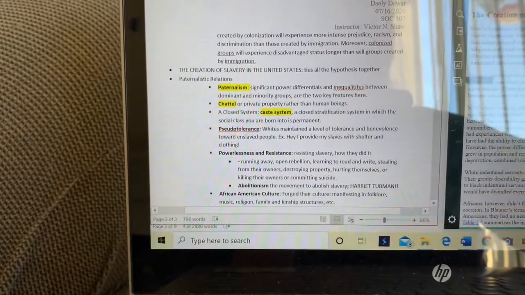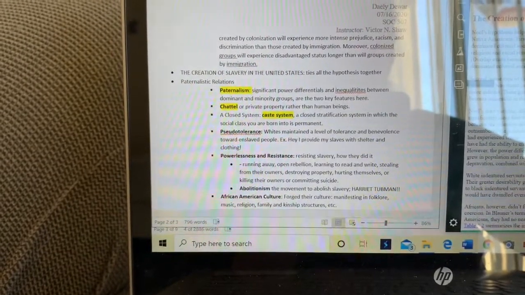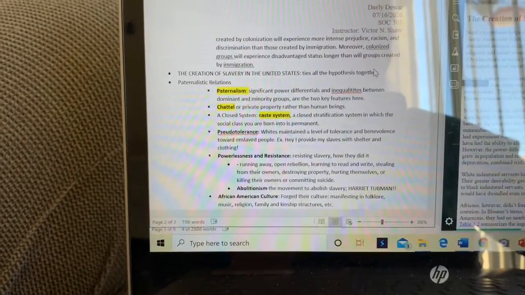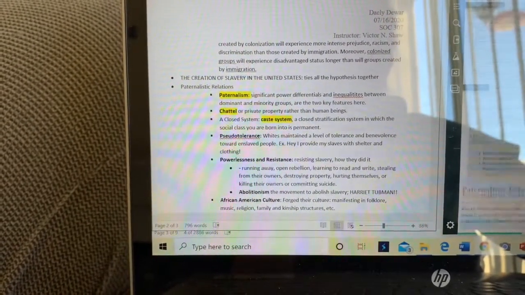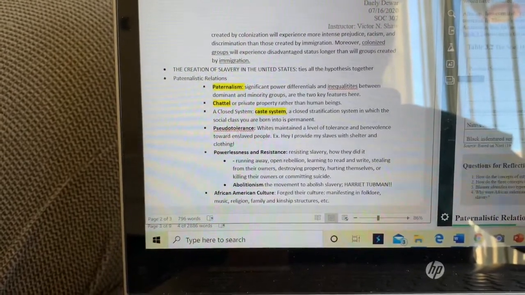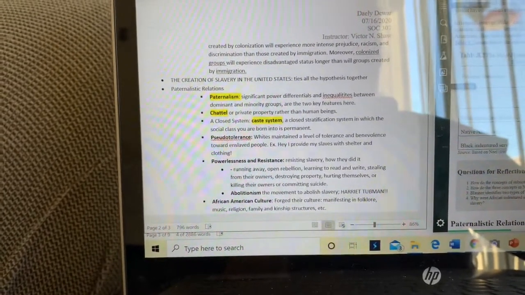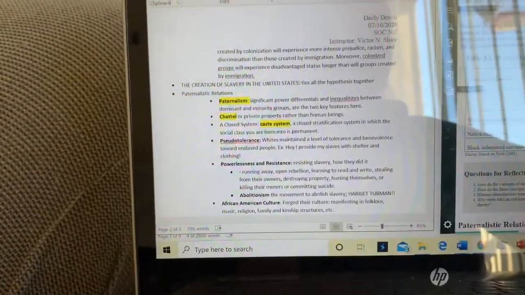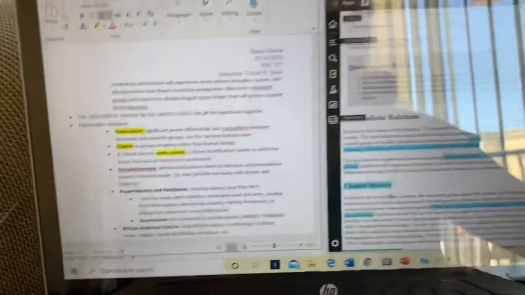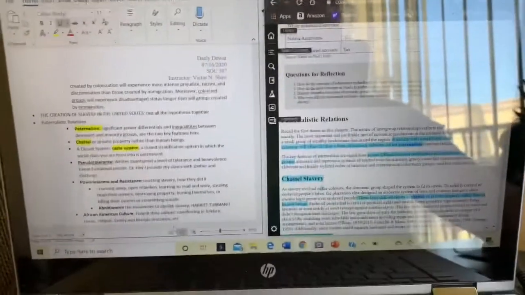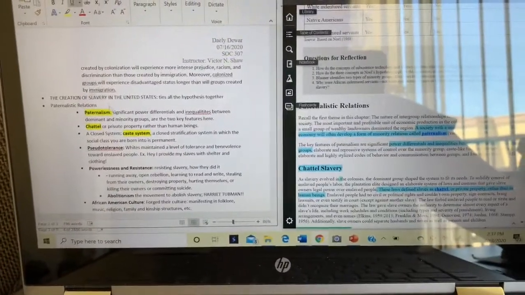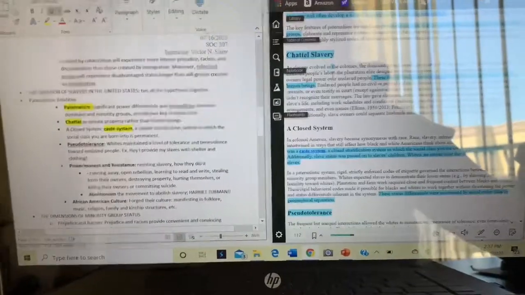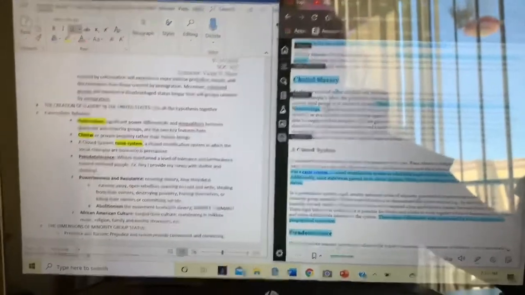Then the chapter divulges into the creation of slavery in the United States, and it basically ties all these hypotheses together. And there's a little chart here that breaks the null hypothesis down, and it's a good point to read, but I just kind of didn't highlight that. What I did highlight next was chattel slavery.